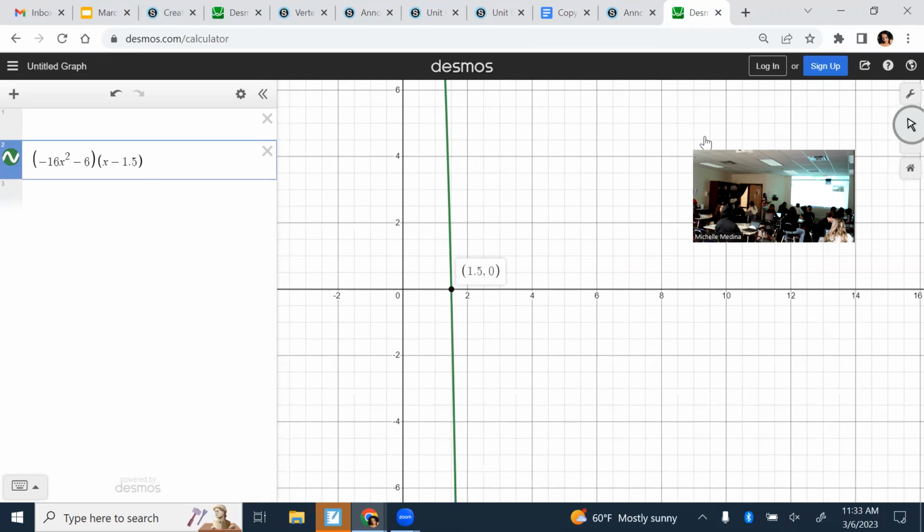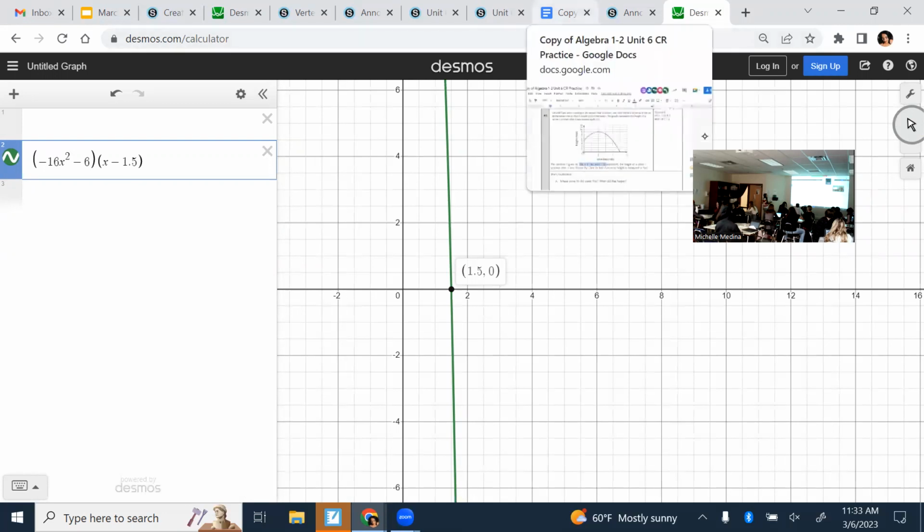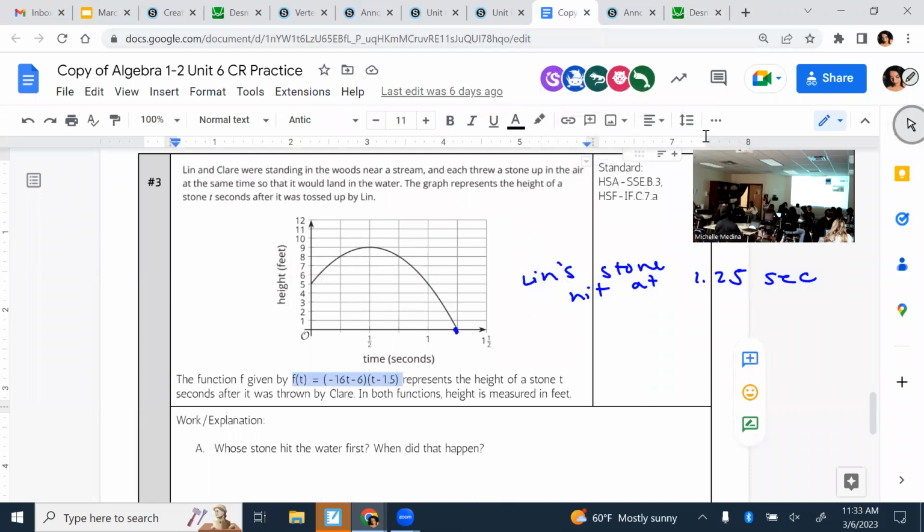What time is that? That hers hit the water? So if hers hit at 1.5 and Lynn's hit at 1.25, whose hit first? Lynn's or Claire's? So Lynn, 1.25 seconds. Right? So where's that 1.5 coming from? So there? Which makes sense. I might not have even needed to graph it because I showed you how to find the number of sometimes. But either way, you can graph it.